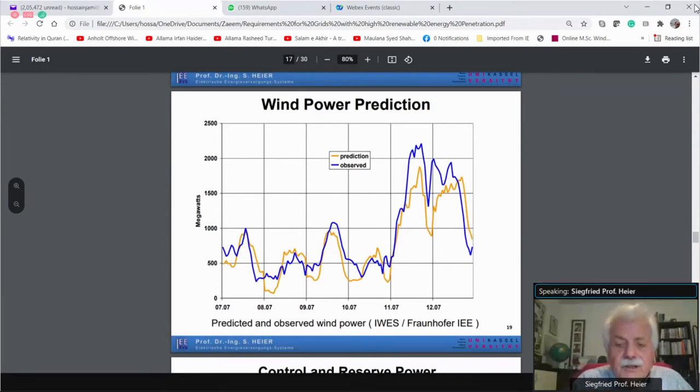Wind prediction. It is also a field where we started about in the 90s, so that we get information on what we can expect in the next day or over the next days on wind and power input and so on. So it is very important for us to find out the control of our grid. Yeah. Next picture, please.